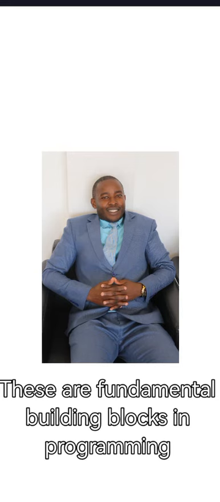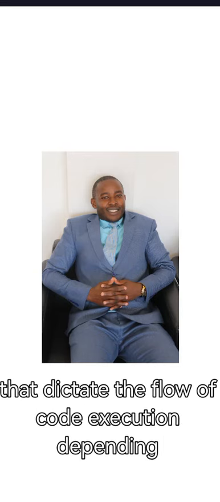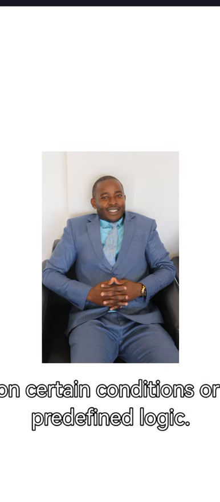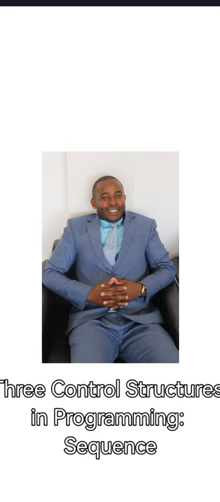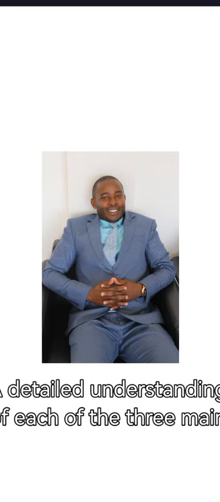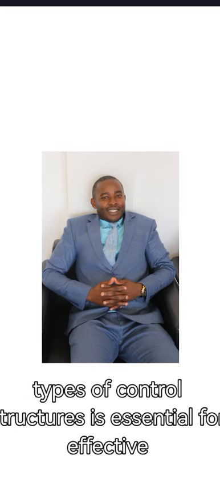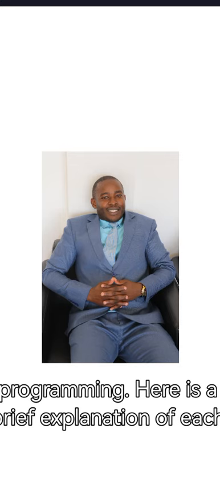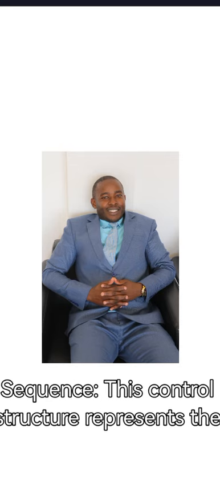Control structures. These are fundamental building blocks in programming that dictate the flow of code execution depending on certain conditions or predefined logic. There are 3 control structures in programming: sequence, selection, and iteration. A detailed understanding of each of the 3 main types of control structures is essential for effective programming. Here's a brief explanation of each type.